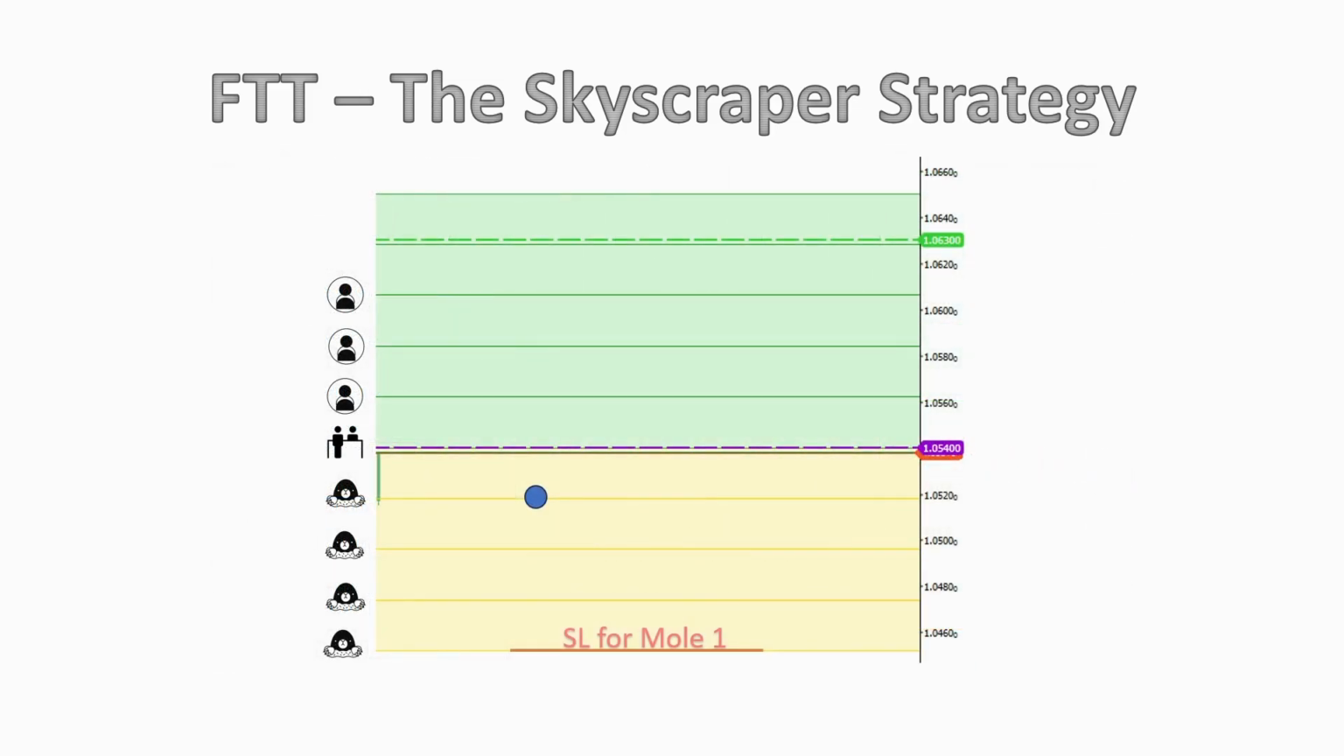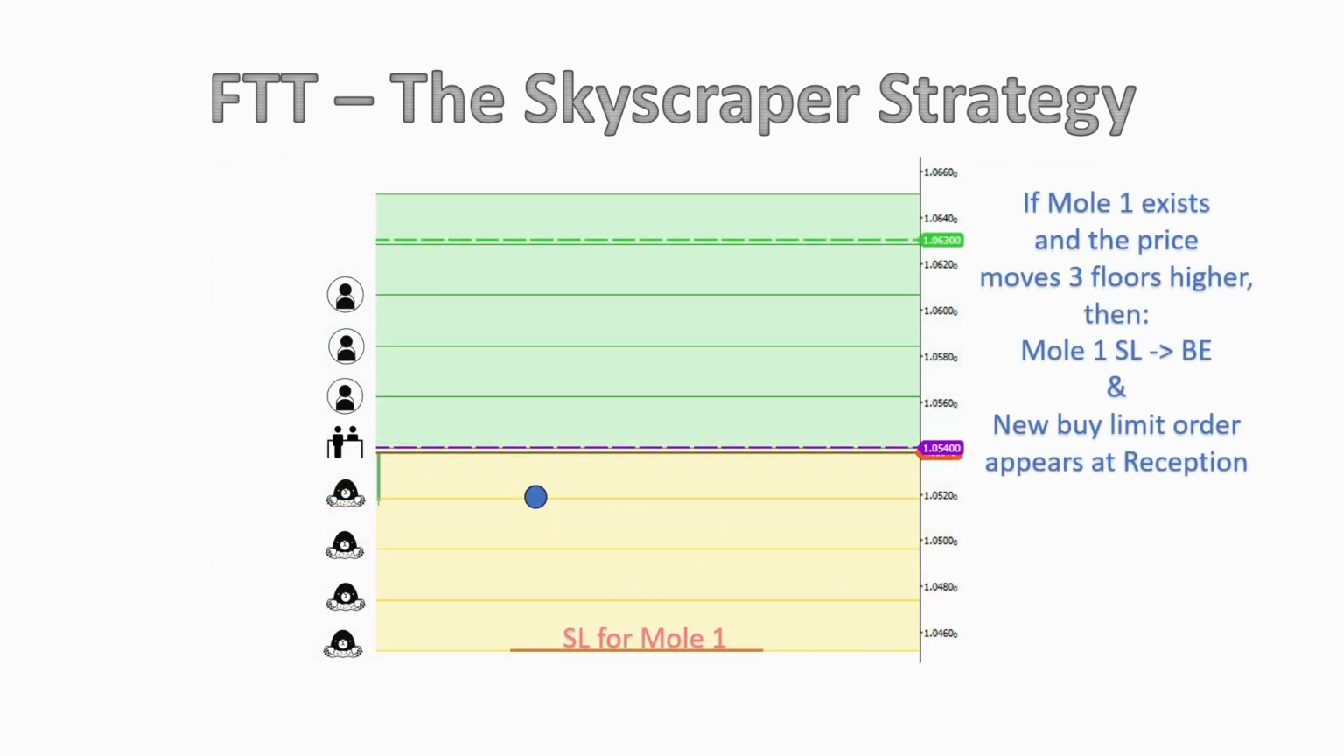If there is a mole 1 and the price moves 3 floors higher, a new limit order will appear at the reception. From the reception upwards, a new limit buy order will always appear for each flat if there is already an open position 1 floor below. For a buy order to appear for the reception, there must be a mole 1 and the price must move 2 floors up from the reception. This means that mole 1 will already be secured by its stop loss. This is how the strategy adds new positions to the trade direction if it still has some available positions in the basket.